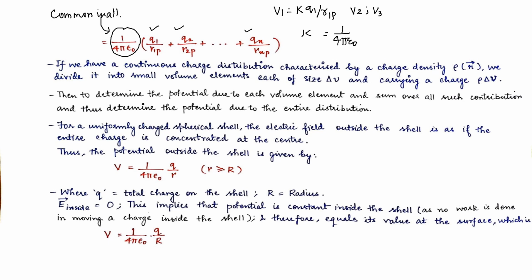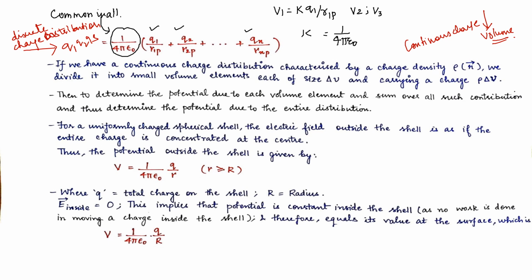This equation is for a discrete charge distribution, where we can define Q1, Q2, Q3. But when we talk about a continuous charge distribution, we have to take the volume. We cannot take single charges in this case.